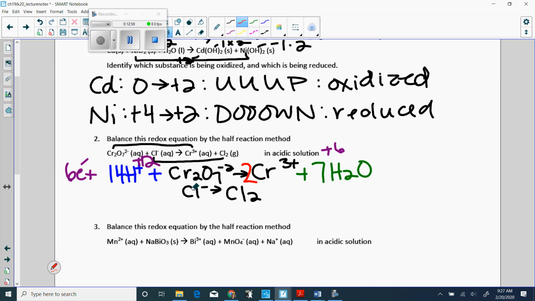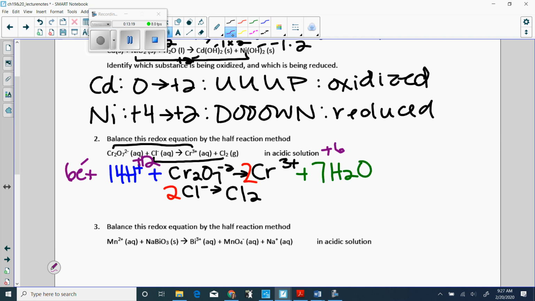Step 1, balance everything other than oxygen and hydrogen first. Step 2, balance oxygens by adding waters. Step 3, balance hydrogens by adding hydrogens. I got nothing. The next step is to balance charges by adding electrons.